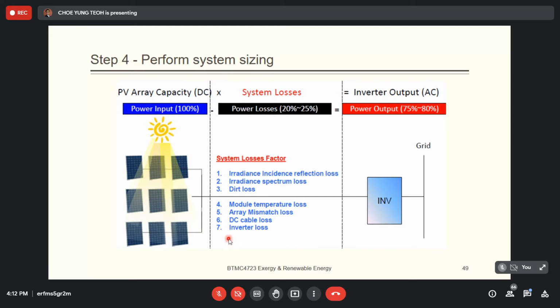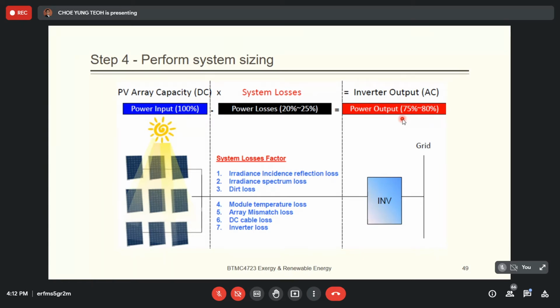And then the last one is the inverter loss. Inverter loss means that when you convert from DC to AC, they have an efficiency of 98%. Remember the spec of the inverter, and that 2% is counted as the inverter loss. So if we sum up all the losses here, it should contribute 20 to 25% of the power input. So the leftover will be only 75 to 80%.